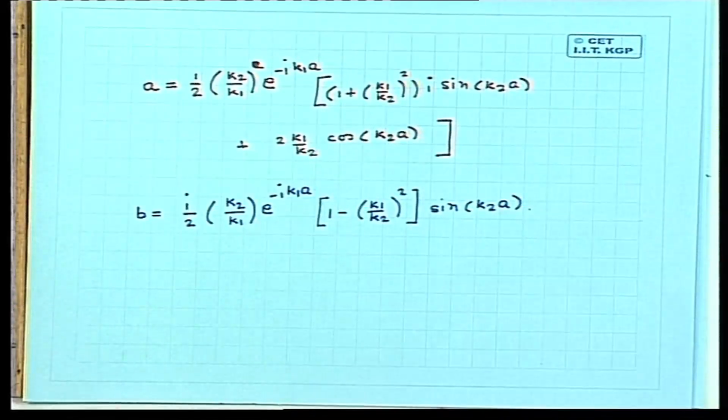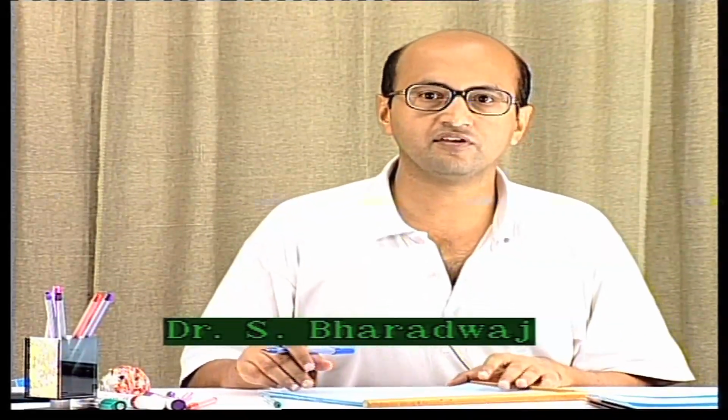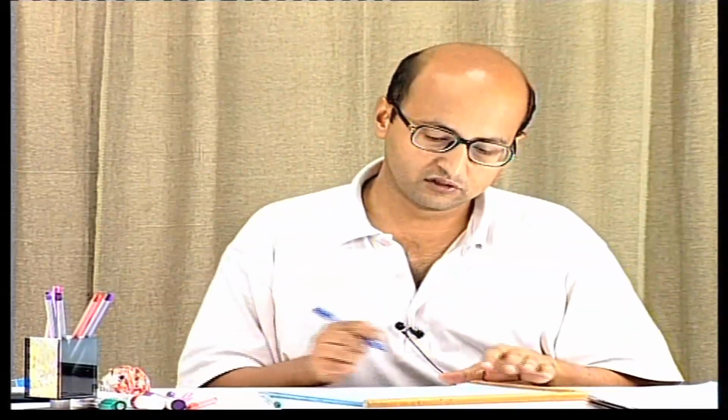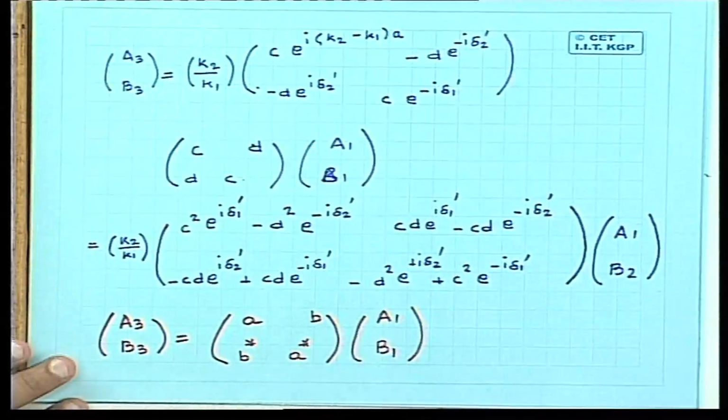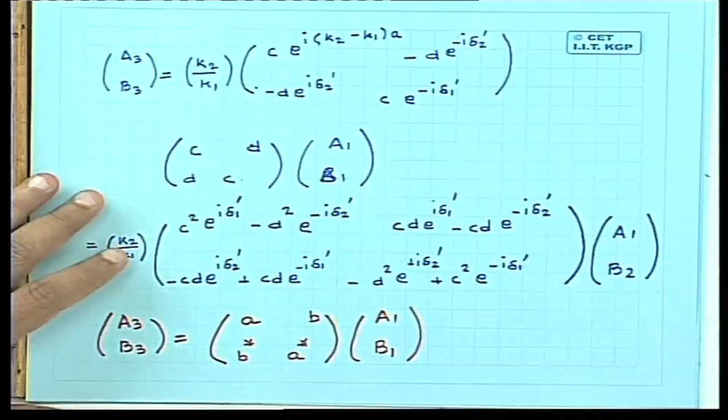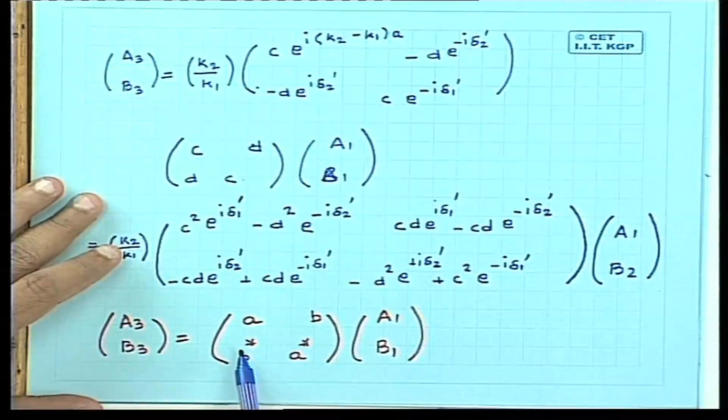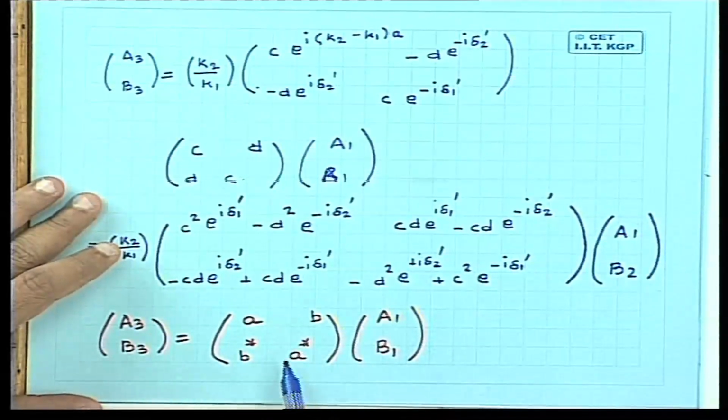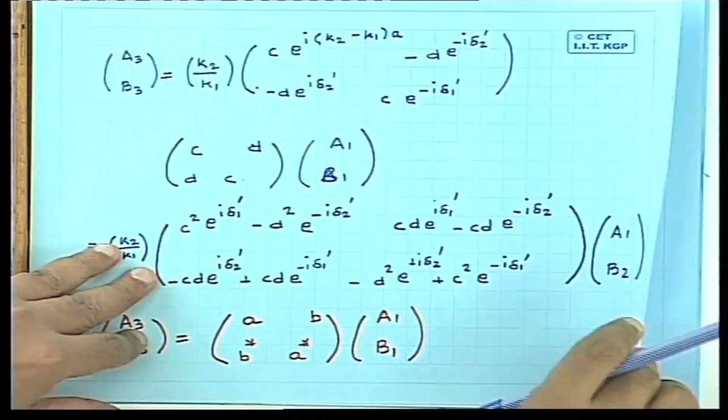Now let us go ahead and calculate the reflection and transmission coefficients. We have obtained the relation between A3, B3 and A1, B1. The fact that there are no particles incident from the right tells us that B3 should be equal to 0. The fact that B3 is equal to 0 tells us that B star A1 plus A star B1 is equal to 0.